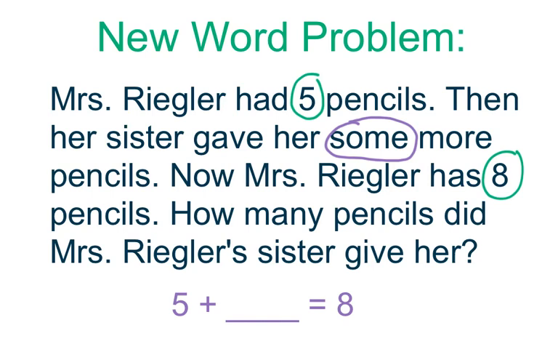Now, how do I know it's a plus? Let's read the problem and listen. Mrs. Wriggler had 5 pencils. That's why we have 5. Then her sister gave her some more. That's how we know it's adding. Now Mrs. Wriggler has 8 pencils. That's how we know we end with 8. How many pencils did Mrs. Wriggler's sister give her? Let's look at how to solve this problem.